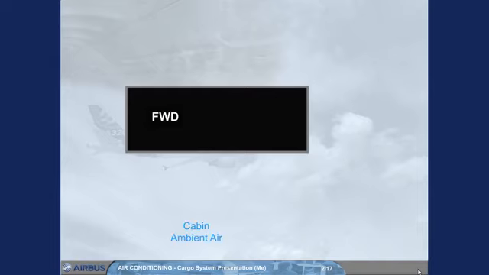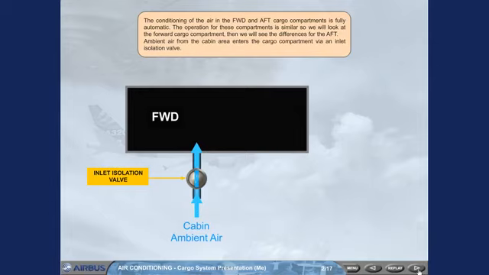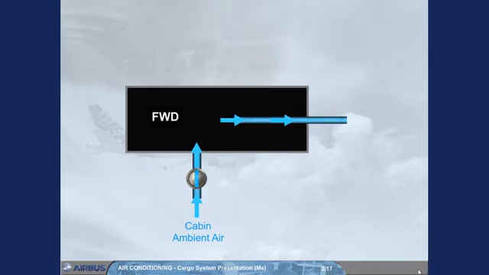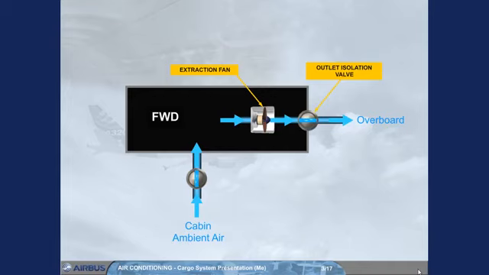Ambient air from the cabin area enters the cargo compartment via an inlet isolation valve. The air is removed from the compartment, either by an extraction fan when running, or by differential pressure when in flight. Then, the air is discharged overboard via an outlet isolation valve.